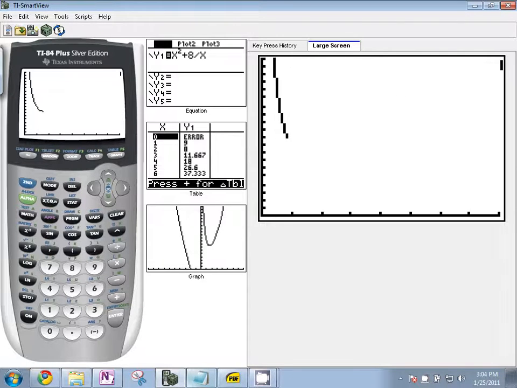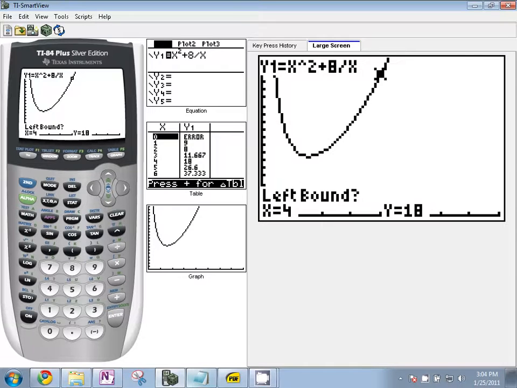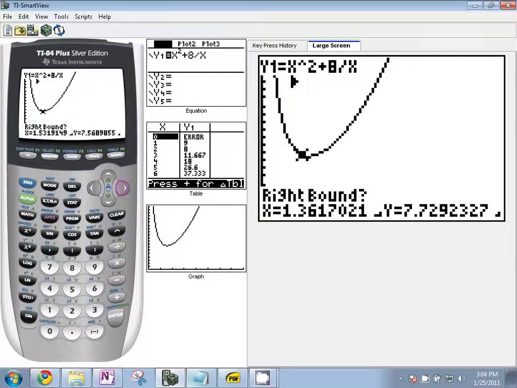How do we go about finding the minimum? Second trace. So calc minimum, and it asks you for a left bound. That's right. Make sure you go to the left, not too far. Go to the right. And it asks you for a guess. You hit enter, and that's what it gives you.